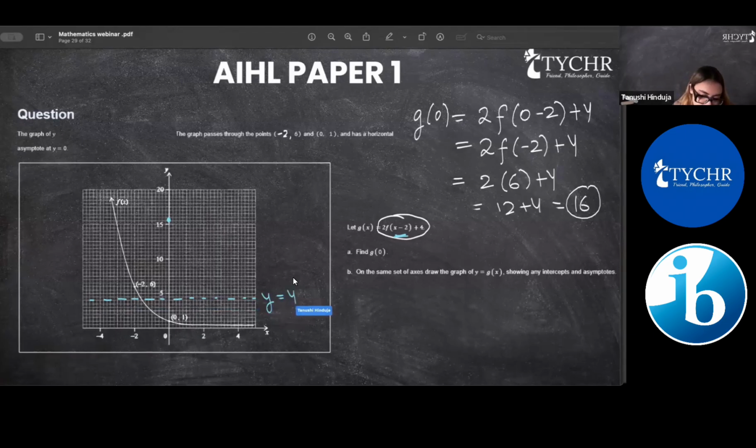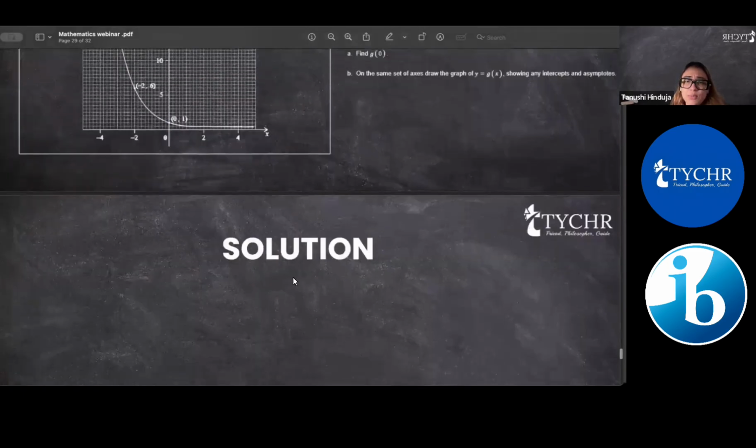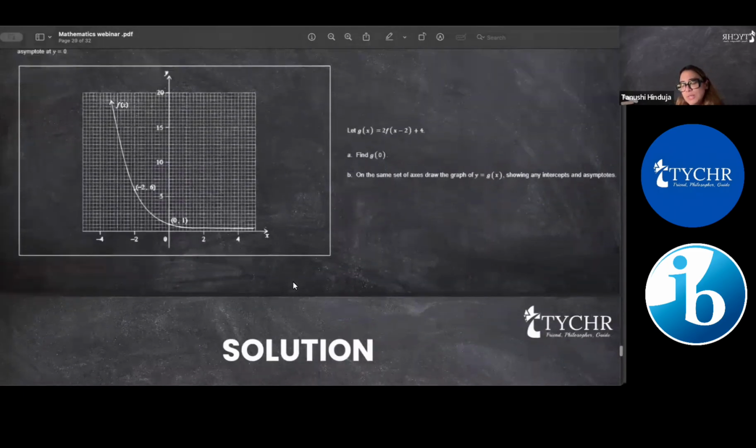And there's a stretch, so it should look more stretched out. So the graph would simply go like that. And that's all you have to do for it. The graph is stretched by a factor of 2. The y-intercept is changed. The horizontal asymptote is now moved a bit upwards. So that was pretty straightforward. All you had to do was transform it.